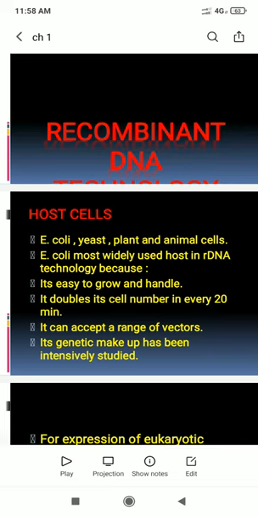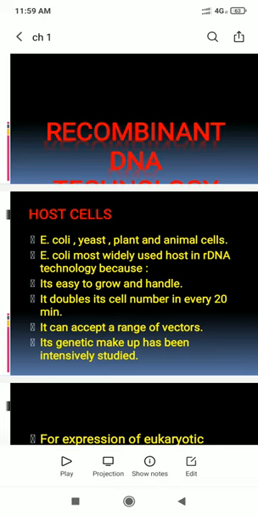See, once we have constructed our desired vectors with the foreign gene, this vector needs to be transferred to a host cell so that inside the host cell, the vector will replicate. It will reproduce and make many copies of the foreign gene, the desired gene that we want. There are different types of host cells. For example, we have E. coli, yeast, and plant and animal cells are also there for the purpose of recombinant DNA, or you can say for gene cloning.